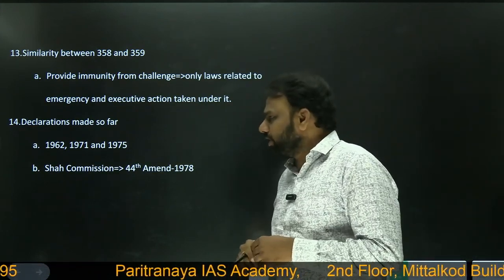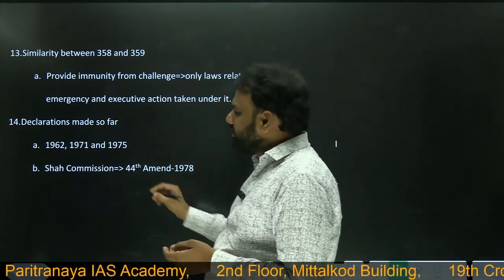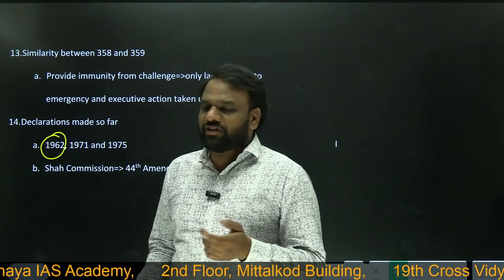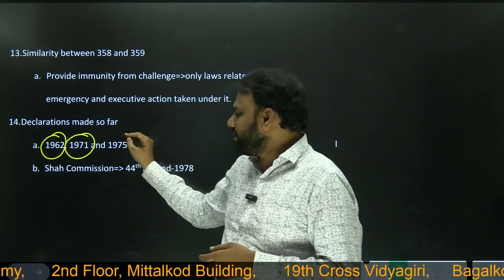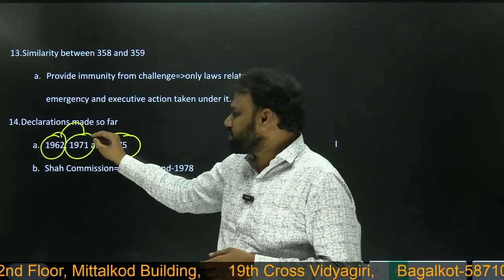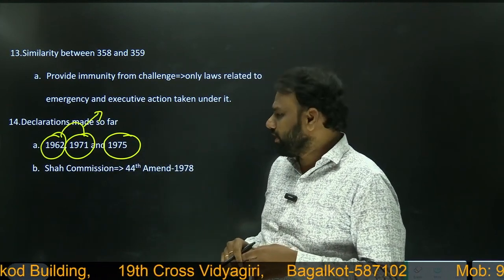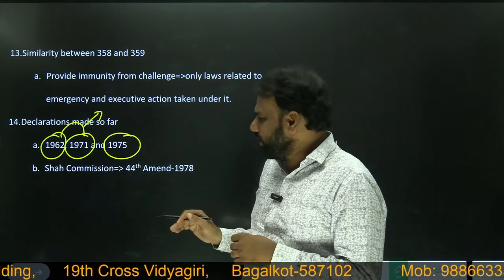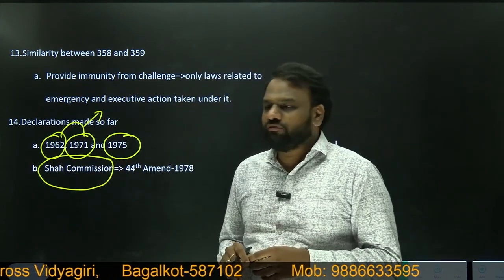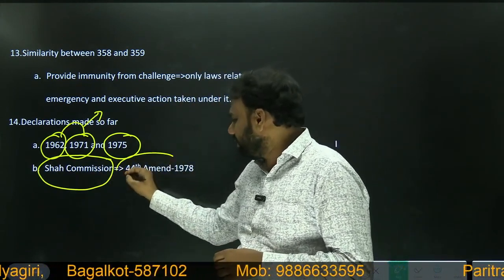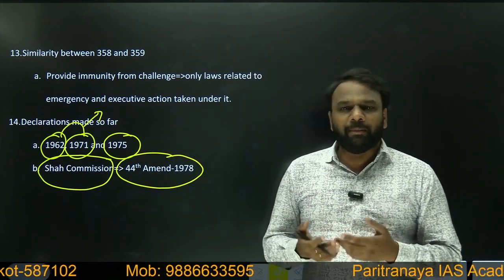The next important point to note here is whether in history we have ever declared a national emergency. Yes, we have declared emergency 3 times: in 1962 during the war with China, in 1971 when we were involved in liberating Bangladesh, and in 1975. The first 2 were based on external factors. The third one was based on an internal factor. In this context we also need to remember the name of this commission, the Shah Commission. Based upon the recommendations of the Shah Commission, we brought the 44th amendment in 1978, and this 44th amendment introduced many changes to the emergency provisions.